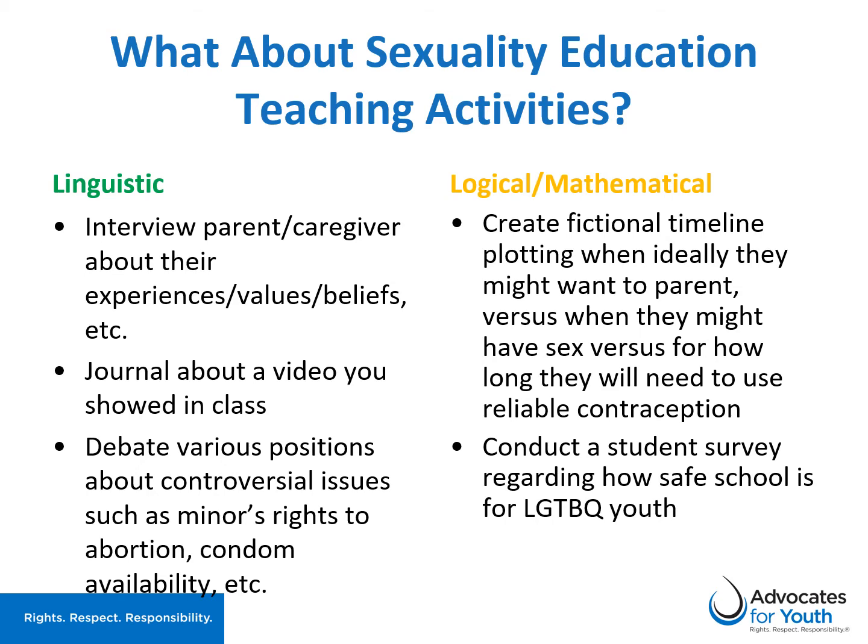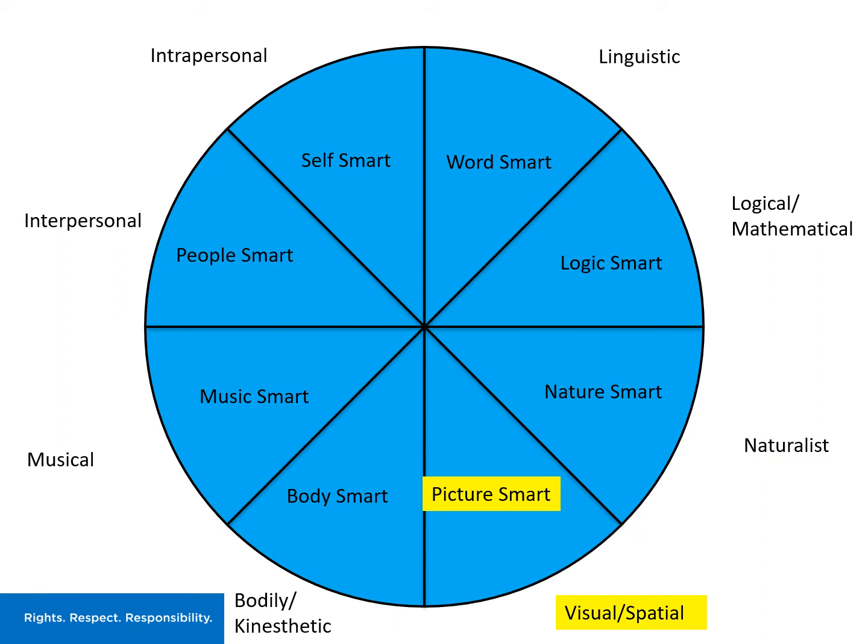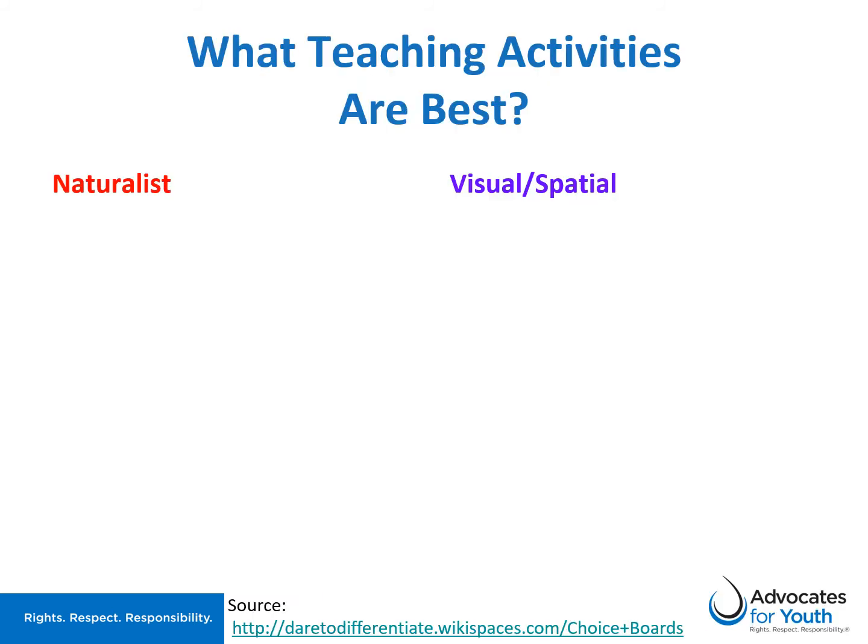Let's look at a couple more. Next up is naturalist, which is one I think fewer people have heard of or are familiar with, but certainly true for some of our students, as well as visual spatial. That's for folks that really resonate with images and diagrams. So let's look at what teaching activities are best for those 2 types of intelligences.